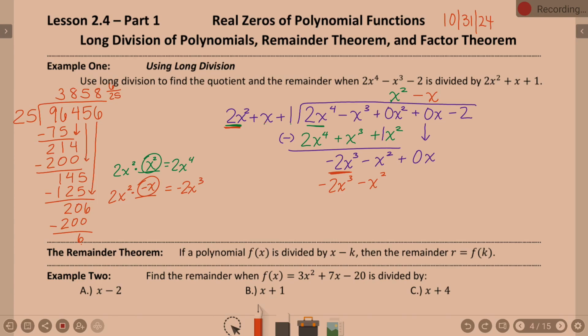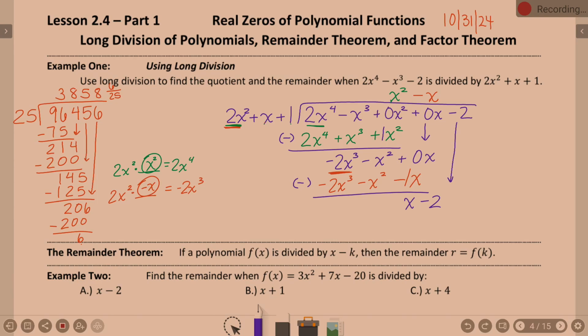Negative x squared. Negative x times 1, minus 1x, or minus x. And now we're going to subtract. Negative 2x cubed minus negative 2x cubed cancels. Negative x squared minus negative x squared also happens to cancel. That's not a guarantee, but it did. 0x minus negative 1x is positive 1x.